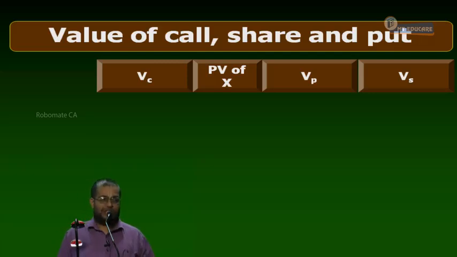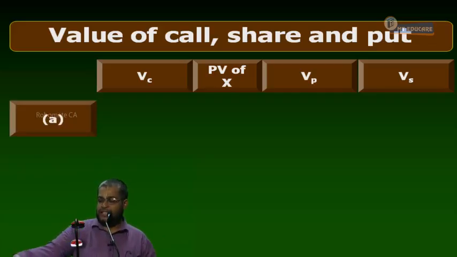Okay. Now we have 3 questions: A, B and then C. All of you tell me part A. What is given? They give you the value of the put and the value of the share, and ask you to find the value of the call.